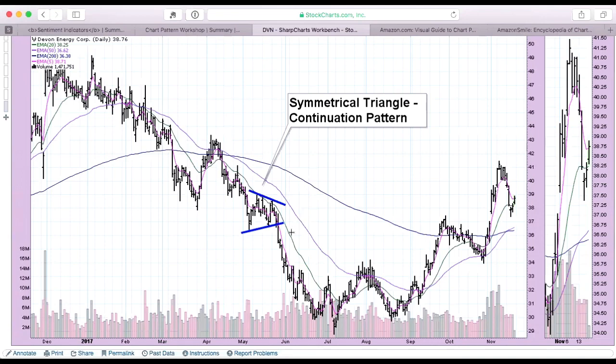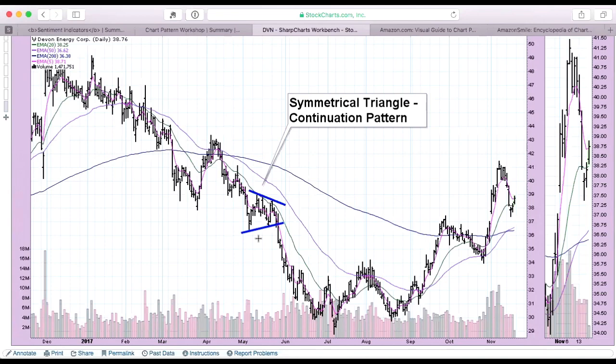Now, one thing to keep in mind, because the question often is, well, why isn't this a pennant? Because a pennant is shaped the exact same way. It looks like a symmetrical triangle. Two things. One, it needs to be on a flagpole. And the other is that typically the pennant itself will be under 3 weeks. So you want to look for the symmetrical triangle form over more than 3 weeks. And then you're looking at the symmetrical triangle.